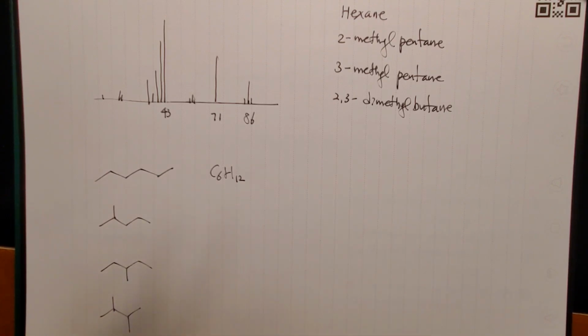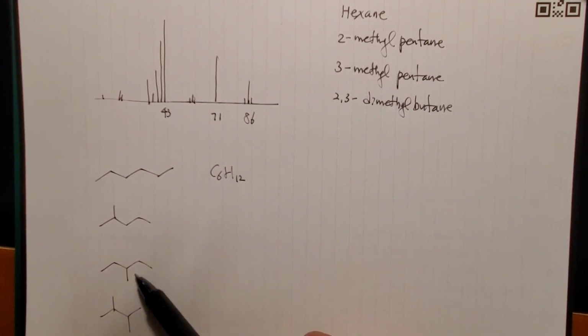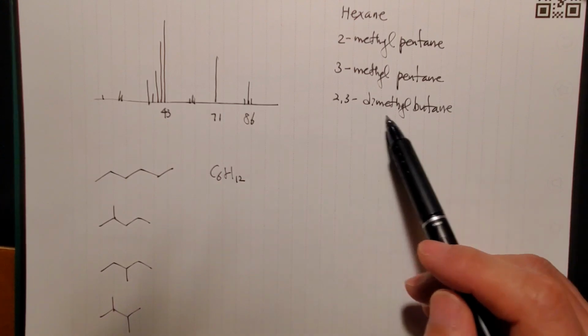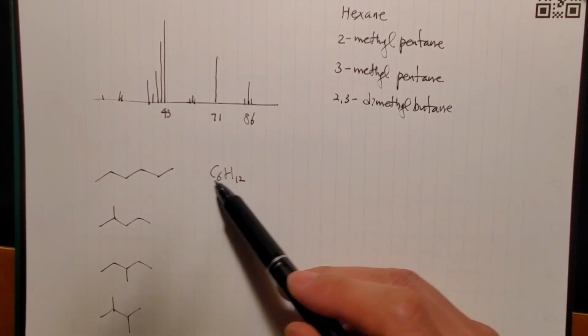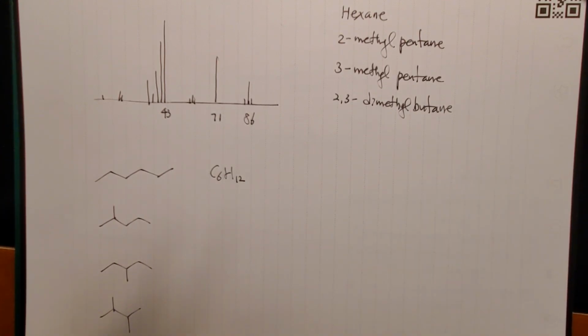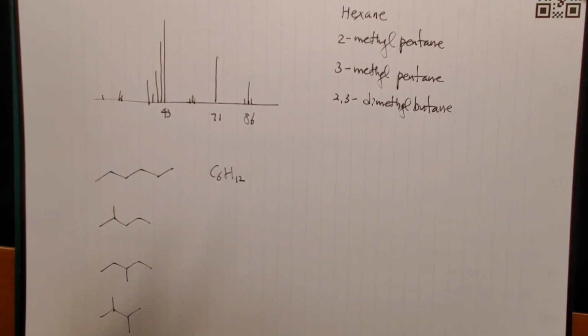Here are the structures of the compounds: hexane, 2-methylpentane, 3-methylpentane, and 2,3-dimethylbutane. It turns out that they all have the same formula. They're just different compounds. In terms of isomerism, they are all regioisomers with different connectivity.